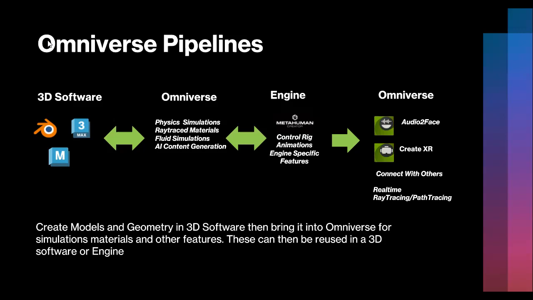Imagine you're simulating a fire in a building. You have your building, you bring it into Omniverse, and now you want to use fluid simulations to light it on fire and see how it reacts. And then you can combine some of those features like the physics to see your building crumble.